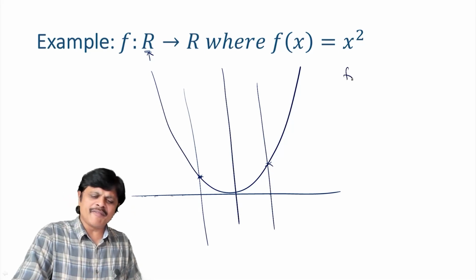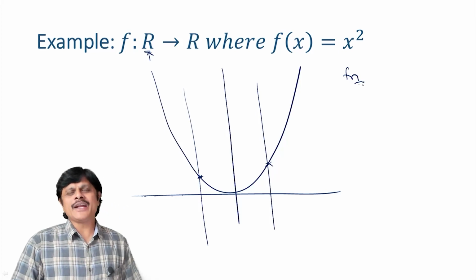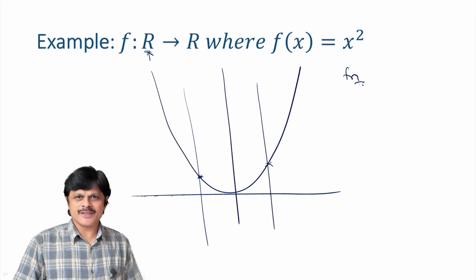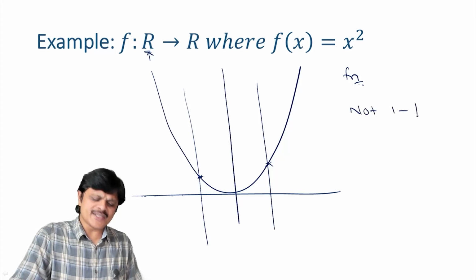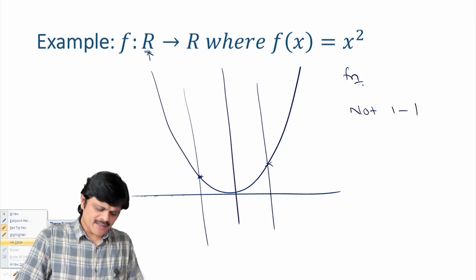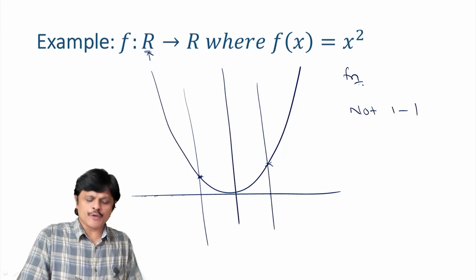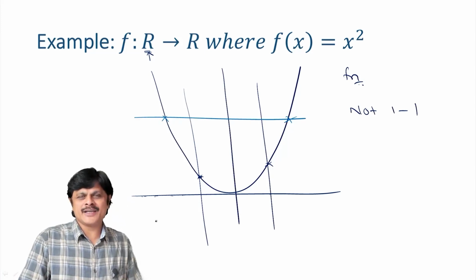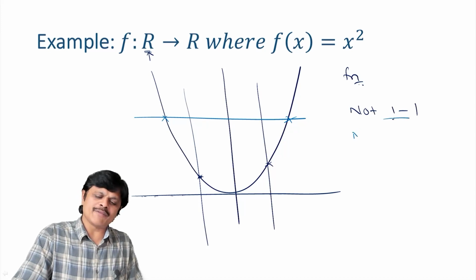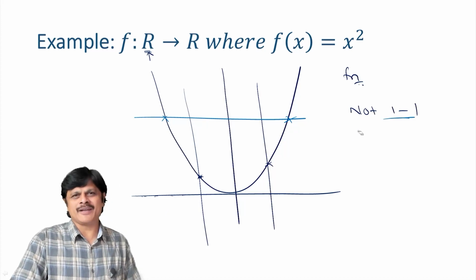So it's a function. Now I need to check whether it is 1-1 or not. Just now we referred to the same example, it is not 1-1. Why is it not 1-1, sir? Because if you drop a horizontal line, it will cut the graph at 2 different points. So it is not 1-1.